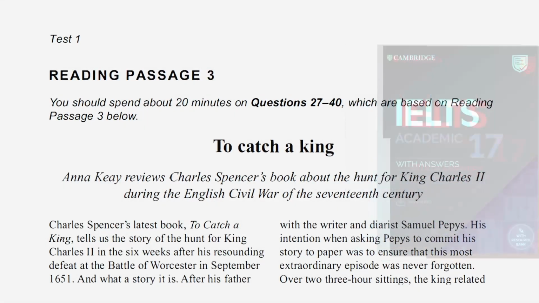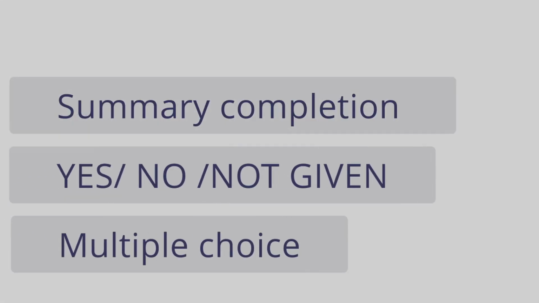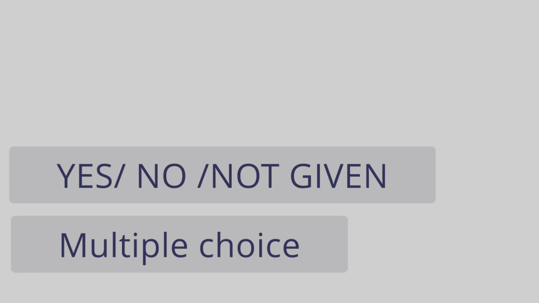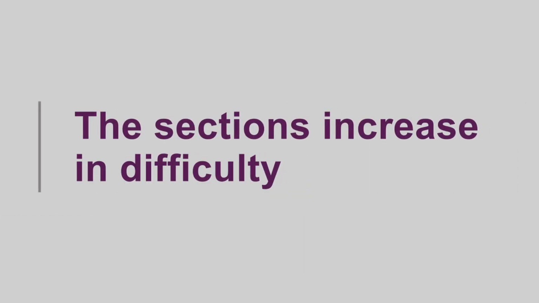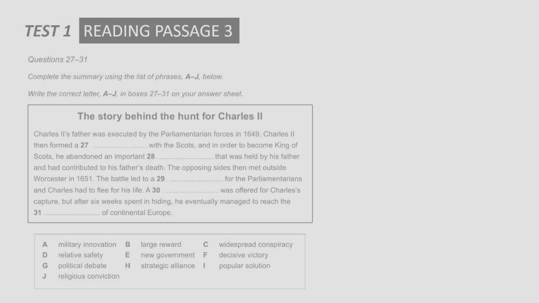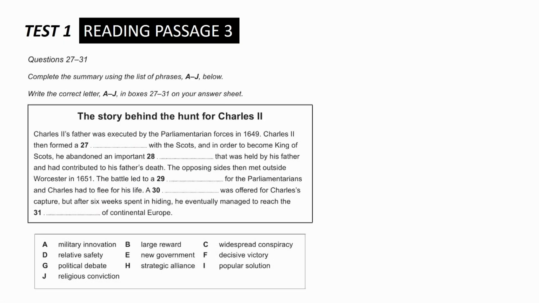This has 3 question types: summary completion, yes, no, not given, and multiple choice questions. As you know, the sections increase in difficulty. And since this is the third text, it's more difficult than the first 2 texts we had in video 1 and video 2. We had summary completion in video 2, but this is different because it has a box of options.